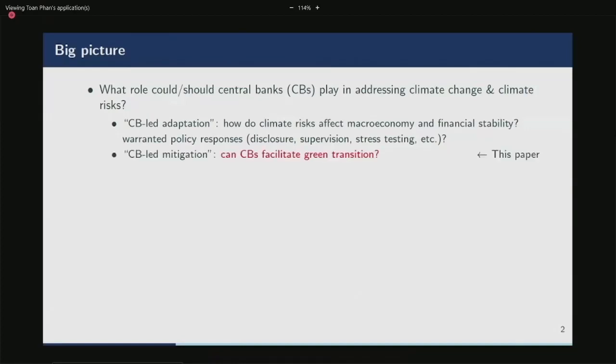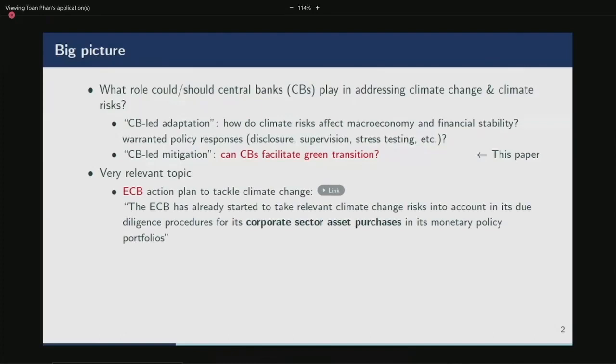The other aspect is central bank-led mitigation. The question there is: can or should central banks do anything to help facilitate the green transition? This is where this paper comes in, with the mitigation approach. It's a very relevant topic because, for example, the European Central Bank explicitly has a plan to tackle climate change through its corporate sector asset purchase program. I will get to that more in a second.